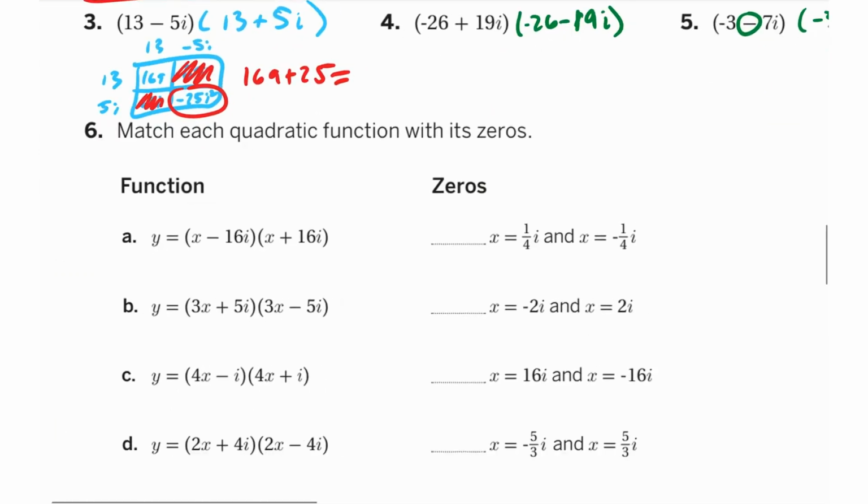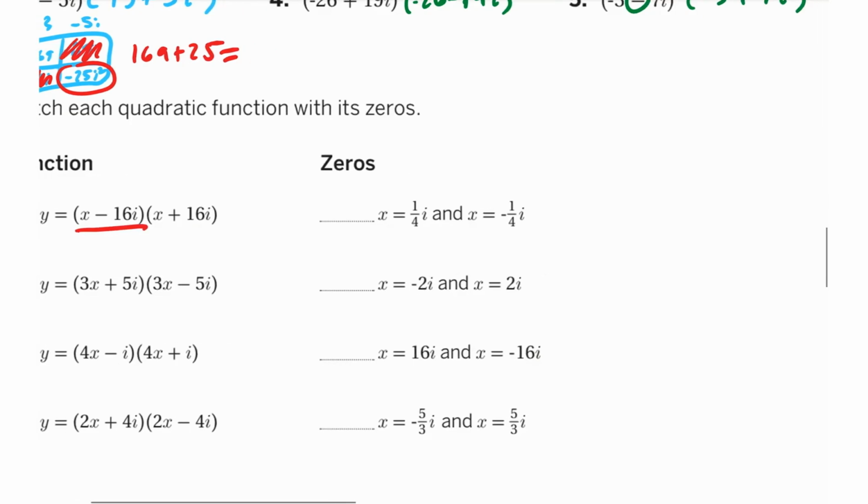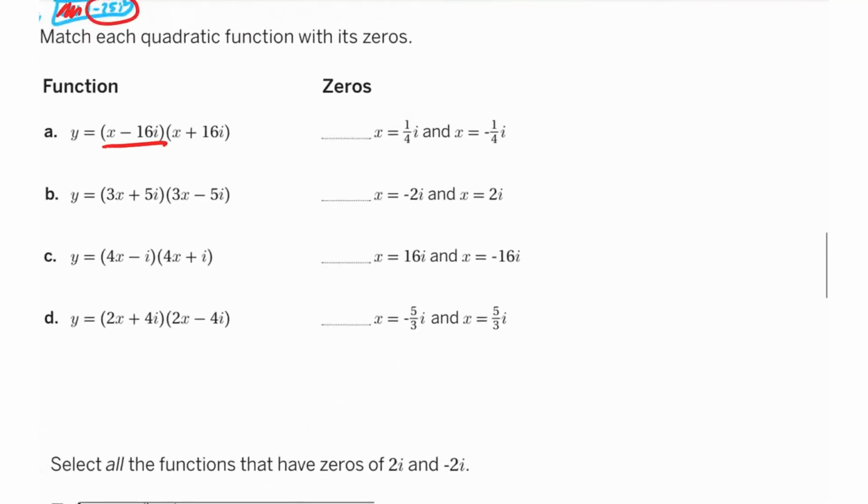For number 6, match each quadratic function with its zeros. So in these ones here, we're using what we know about the zero product property and setting each of them equal to 0. So on this one here, I'll probably do this to the side. I might need some more space here. So x minus 16i equals 0. I'm just going to add 16i to both sides.